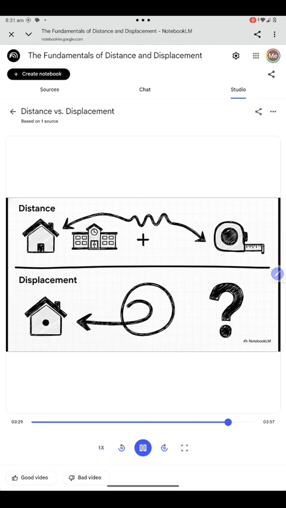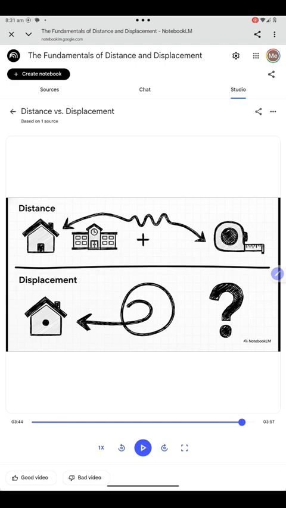Simple. But what about your displacement? Remember, displacement only cares about your start and end points. You started at home, and where did you end up? Back at home. Your final position is identical to your initial position. So what's your displacement? It's zero, a big fat zero.